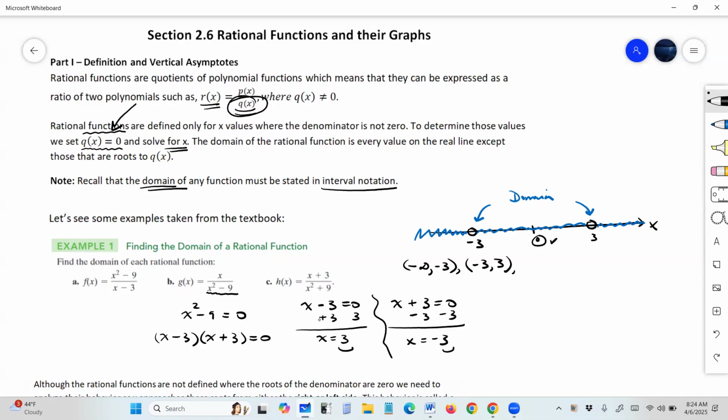Remember that 0 is okay. I don't have a problem when x is 0, right? So if you substitute into the function 0 for x, I have 0 squared, 0, minus 9, that's -9. That's perfectly okay, right? Division by -9 is allowed. And then 3 to +infinity. So the domain of this function would be this particular set of values. Okay, so that's good. Now let's do the next example.